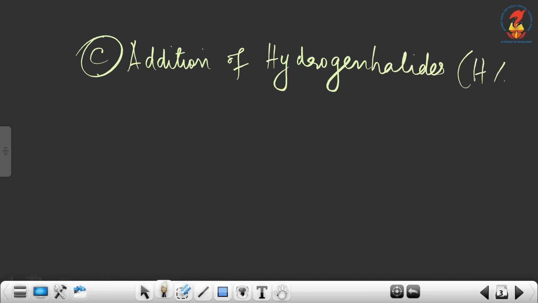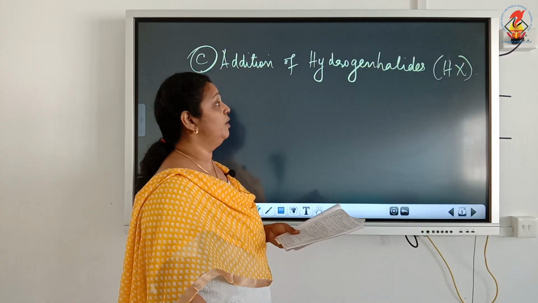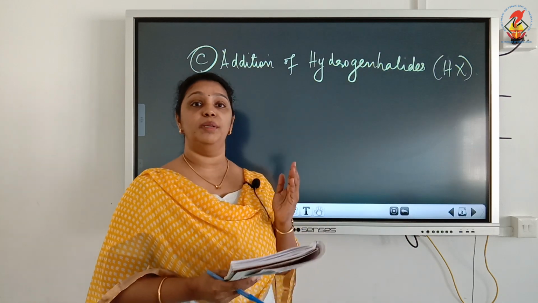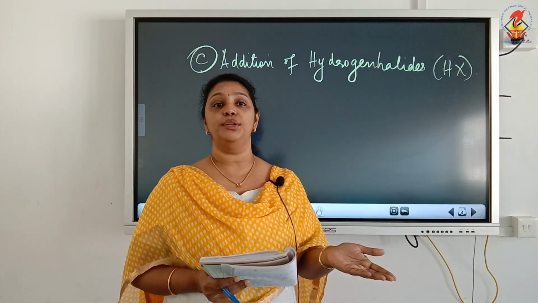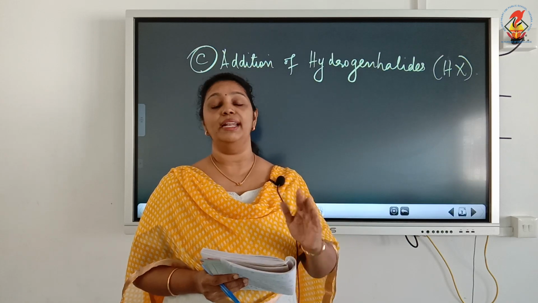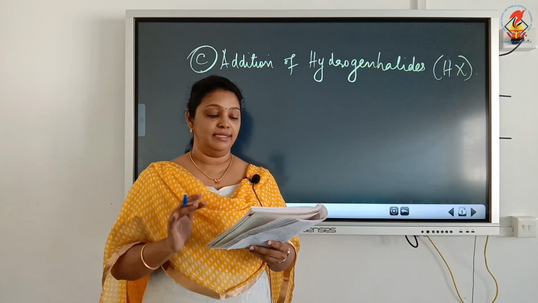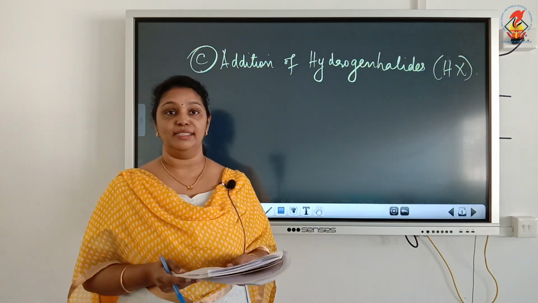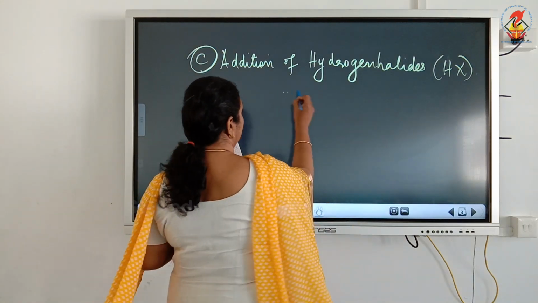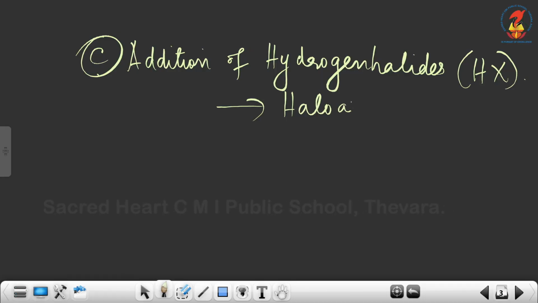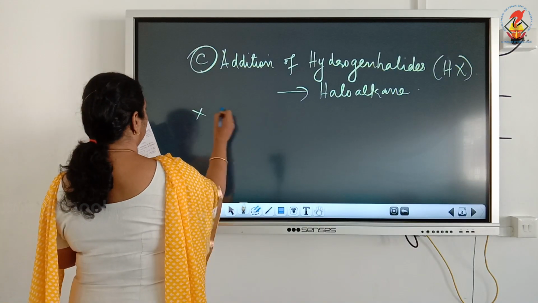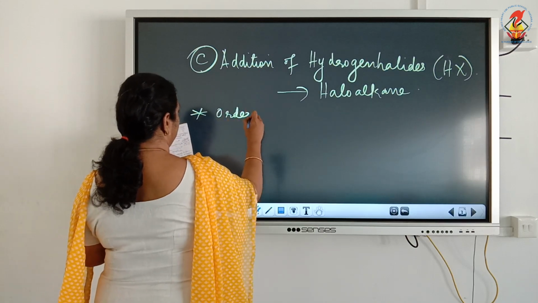Hydrogen halide is HX. X stands for fluorine, chlorine, bromine or iodine. So this is a very important reaction. Now here also what will happen? The double bond breaks and hydrogen will add to one of the double bonded carbon and halogen adds to the other double bonded carbon. Now here let's see, hydrogen halides add to alkenes and we know the product formed here is haloalkane. Haloalkane is the product.